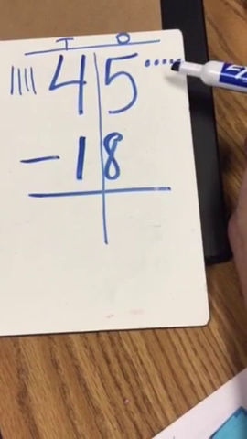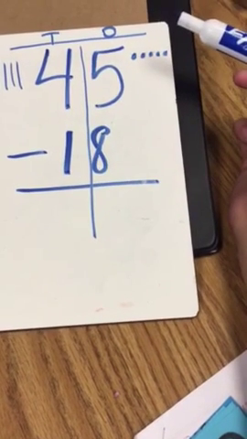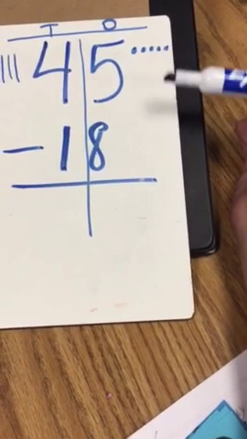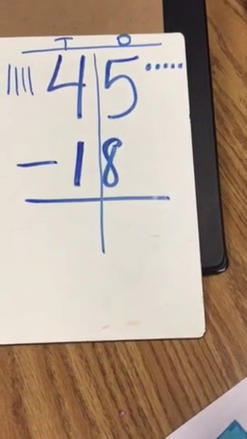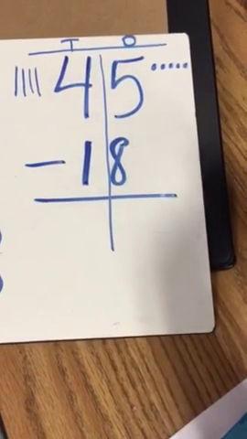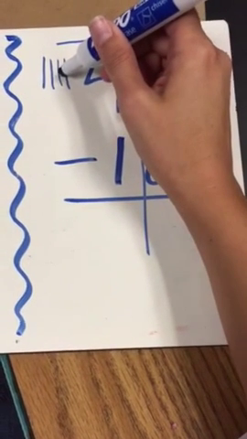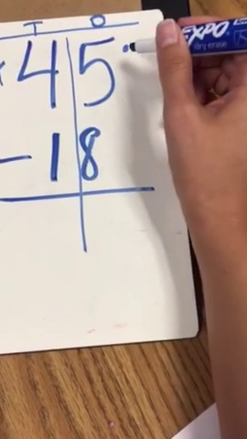Can I take away 8 if I only have 5? And so what we're saying is, do we have enough? So if I have 5, can I take away an 8? Do I have enough? And hopefully your student says, no, you don't have enough. What do we need to do? We need to regroup. So we're going to look to the tens place. We're going to take a 10, and we're going to regroup it into the ones place.